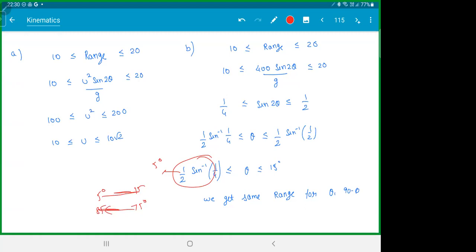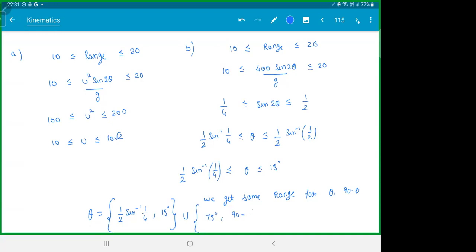Nika, are you getting that? That's the second part you missed. So the answer for theta is this. Theta is half of sine inverse 1 by 4, comma 15 degrees union 75 degrees, comma 90 minus half of sine inverse 1 by 4. That's your answer. You get two ranges. One from half of sine inverse 1 by 4 to 15, another from 75 to the 90 minus that. Agreed? Most people forget the second part.